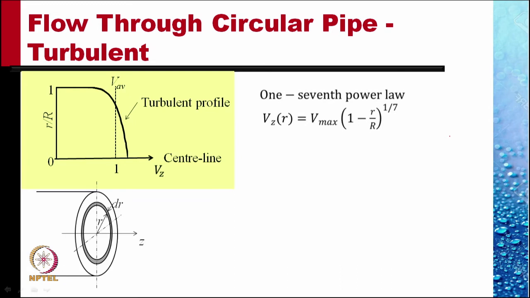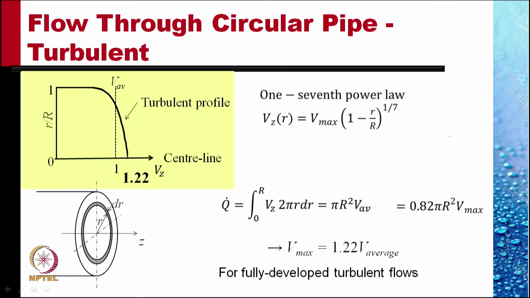We take a ring of thickness dr at a radius r. We write the volume flow rate Q dot as the integral from 0 to R of Vz times the area of the ring, which is 2 pi r dr. And this is equated to V average times pi R square. And from this, we get Q dot as 0.82 pi R square V max, and then we get V max is equal to 1.22 V average.